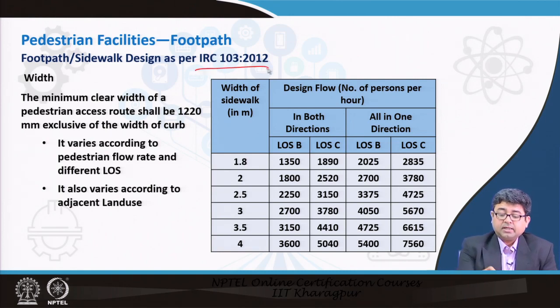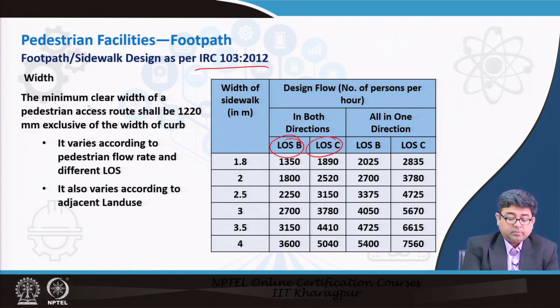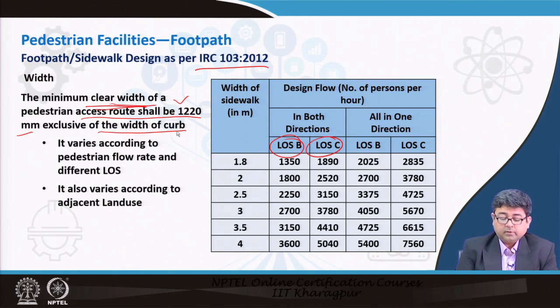If you look at IRC and try to determine the level of service, it also says that a minimum clear width, again, I think we have already explained the clear width to you. A minimum clear width of the pedestrian access route shall be 1220 millimeters, exclusive of the width of the curb, right. At least that much width should be given.